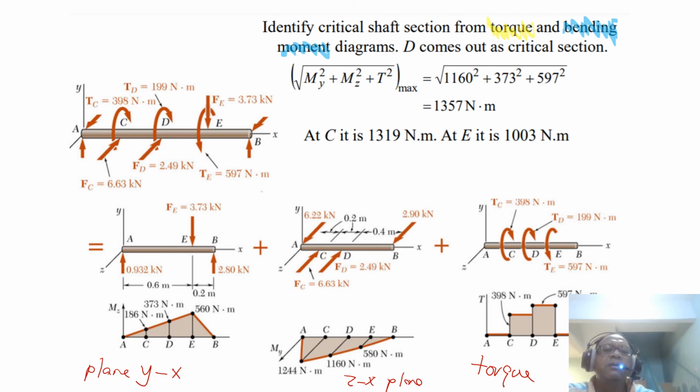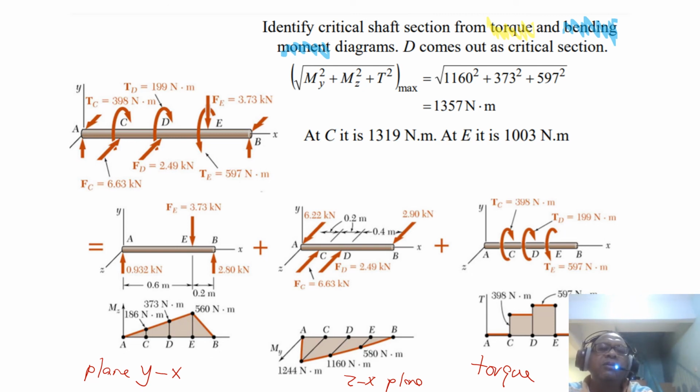So from here, at point C, you can see that the bending moment is highest, 1244, and that's 186, and then the torque is 398. And we can look at D, for example. At D is 373, and then it's 1160, and then the torque is 597. So they have identified that D is the point that has the highest load. You have to do some calculation before that. You have to find that these numbers are the biggest.